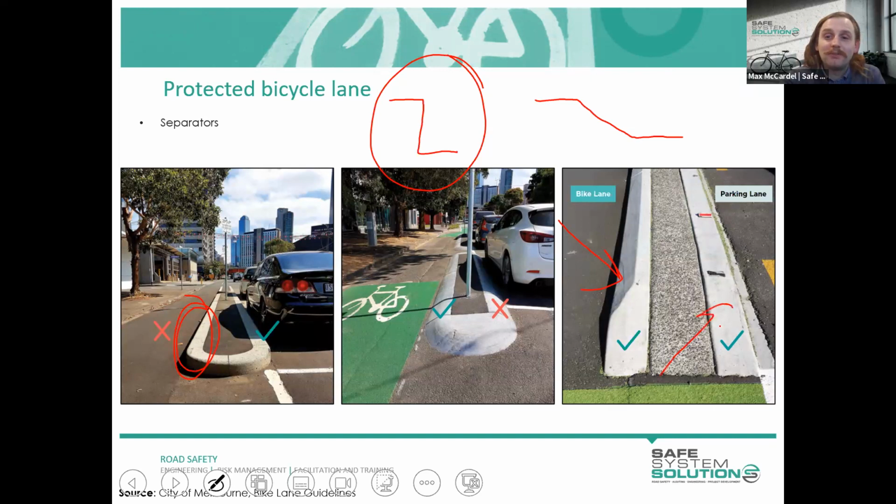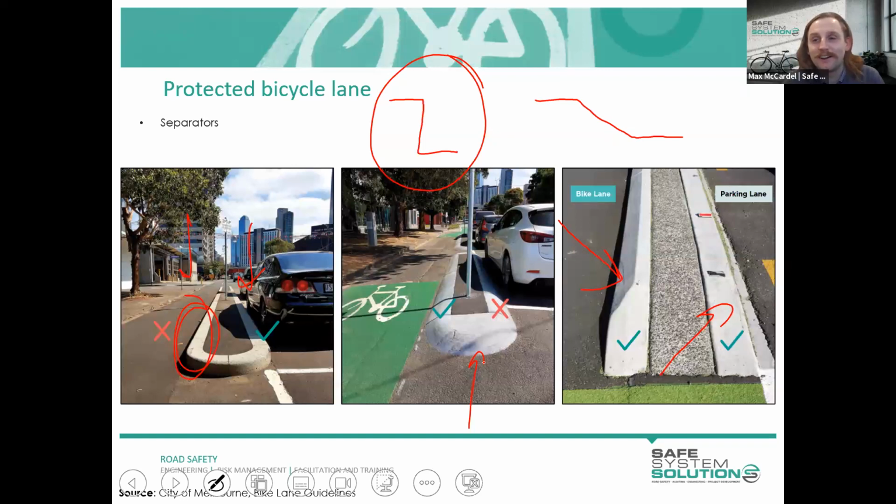And then provide a barrier profile on the parking lane side. So just on how these images are working, on the left-hand image, we've got a barrier and a barrier. So we don't want to see the barrier on the bicycle side, but on the parking side is fine. The middle image, we've got semi-mountable and semi-mountable. We do want to see the semi-mountable on the cyclist side, but not the parking lane.